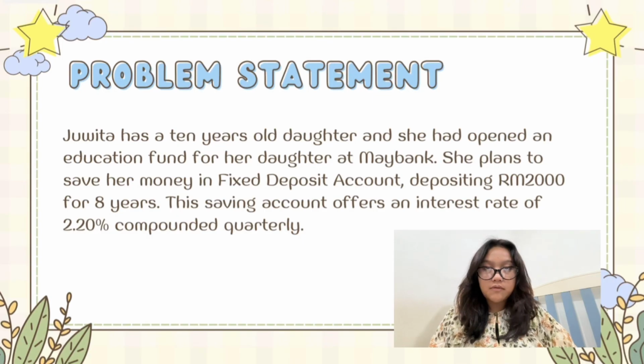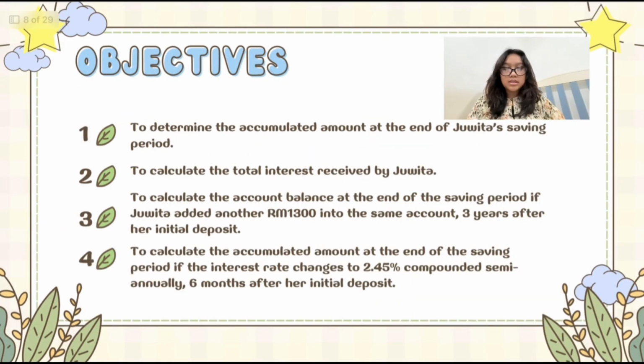Our problem statement for the compound interest is Juwita has a 10-year-old daughter and she has opened an education fund for her daughter at Maybank. She plans to save her money in a fixed deposit account, depositing 2,000 ringgit for 8 years. The savings account offers an interest rate of 2.20% compounded quarterly.